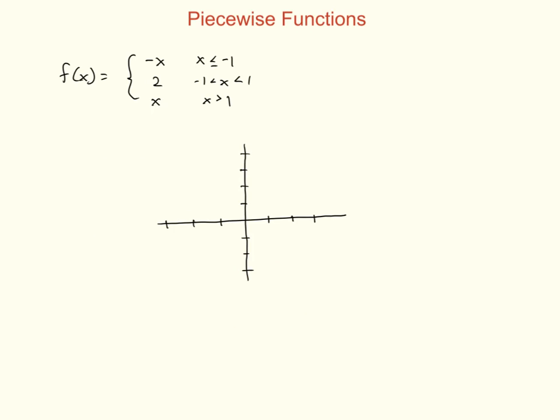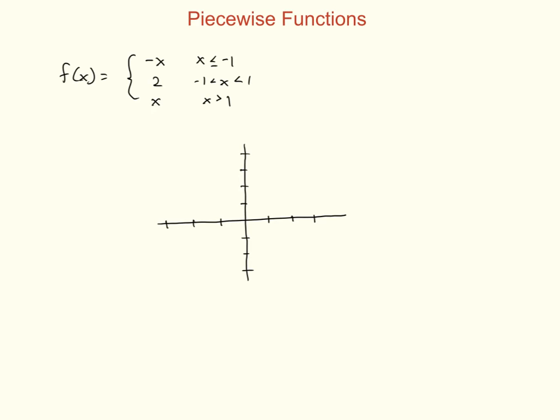Now let's take a look in terms of graphing these. In terms of graphing this one, on this particular problem, f of x is in 3 pieces. f of x is the opposite of x when x is less than or equal to -1. It's equal to 2, so it's going to be constant in this case, from -1 to 1. And it's just going to equal x when x is greater than 1. So I want to graph this one.